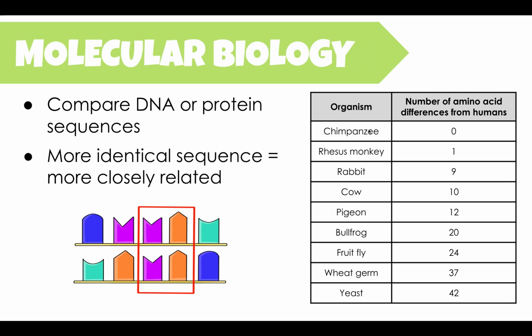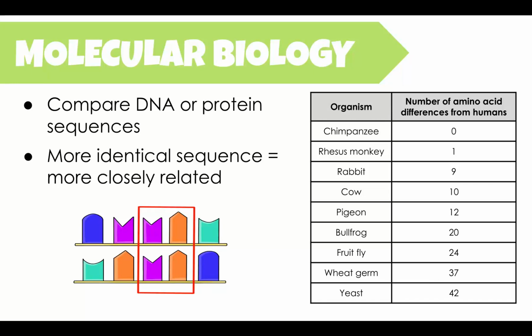So for example, this chart is comparing humans to different organisms and looking at the number of differences in the protein sequences. So this particular protein that we're comparing, so this is not all proteins in your body, but this one particular protein that we're comparing between humans and chimpanzees, identical. There's no differences. If we compare that same protein in humans to rhesus monkeys, there's only one amino acid that's different. Compare that to rabbits, there's 9. Compare that down to a bullfrog, there's 20. If we compare it to wheat germ, we're at 37, and so on.